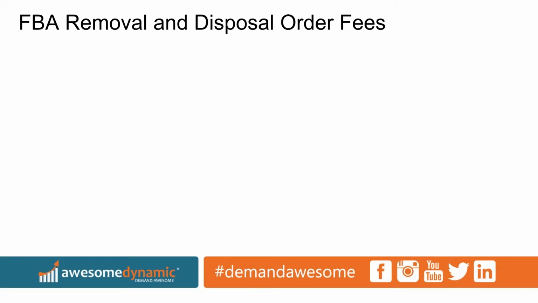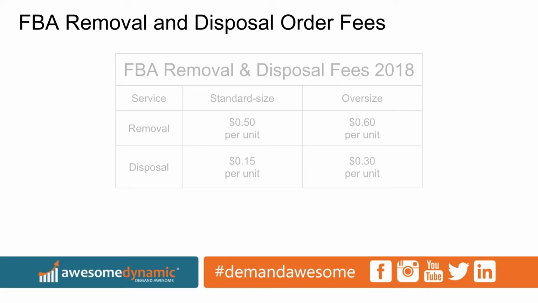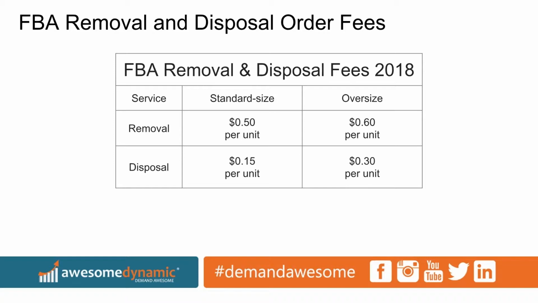Let's take a look at the removal and disposal order fees. Once again, you can see that the fees vary based on which size it is. If you want to do a removal order for standard size units, Amazon charges 50 cents per unit, whereas for oversized units, Amazon charges 60 cents per unit. A disposal order, however, is only 15 cents per unit for standard size, and for oversized, they charge 30 cents per unit.